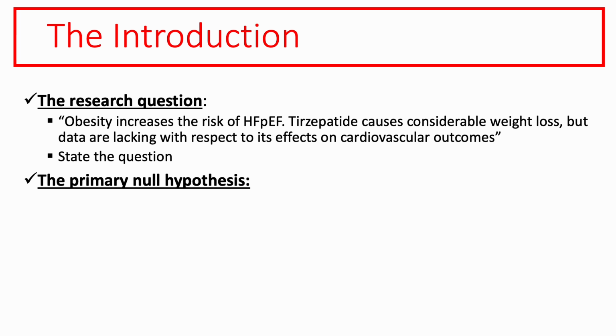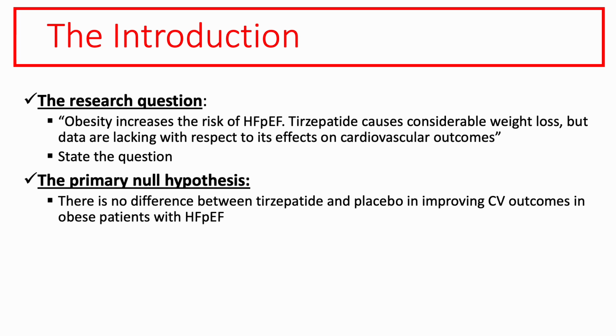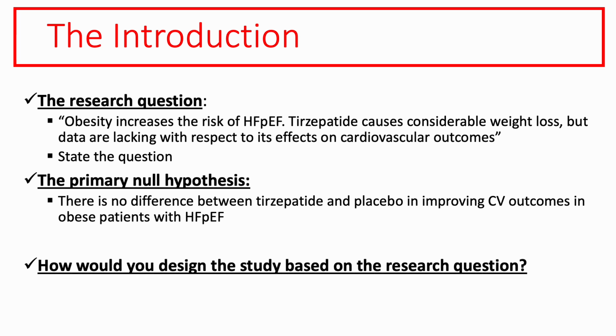And then from there you can ask them, for example, what do you think is the primary null hypothesis for this research question? So basically, in this case, there's no difference between tirzepatide and placebo in improving the cardiovascular outcomes in obese patients with heart failure with preserved ejection fraction, right? So here you brought up a term that you commonly use in research and statistics, which is the null hypothesis. So you can have a discussion about that if you want.